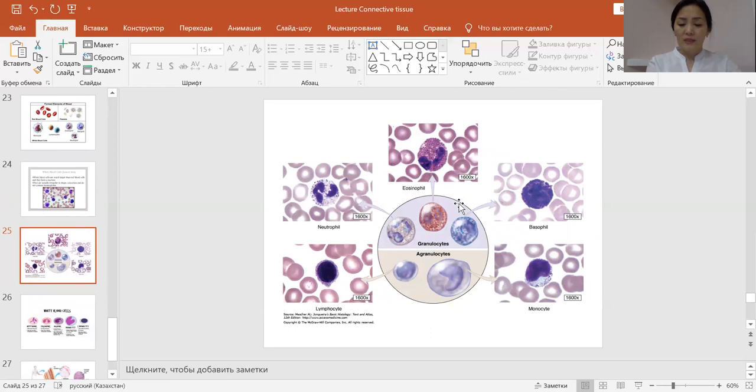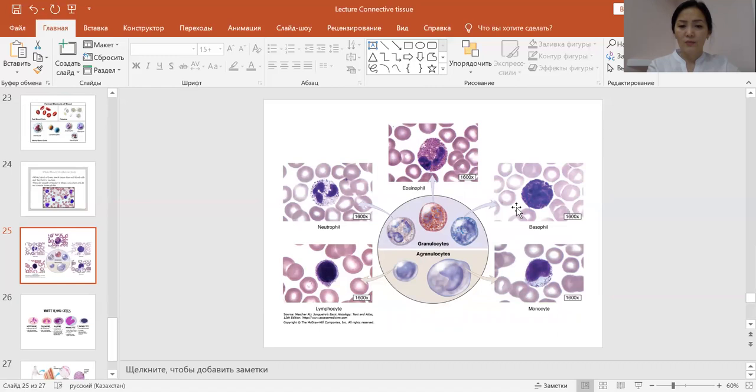White blood cells are divided first into granulocytes and agranulocytes. What does it mean, granulocytes and agranulocytes? Granulocytes are the type of white blood cells in whose cytoplasm we can find special granules, which are stained by different dyes into different colors. Agranulocytes don't have special granules; A means absent. And granulocytes are also divided into three types: neutrophils, eosinophils, and basophils.